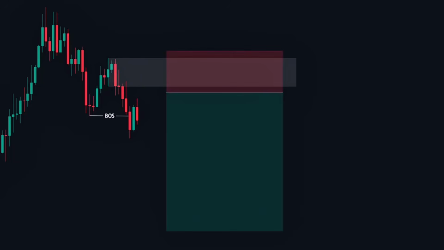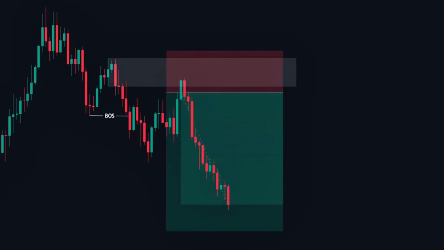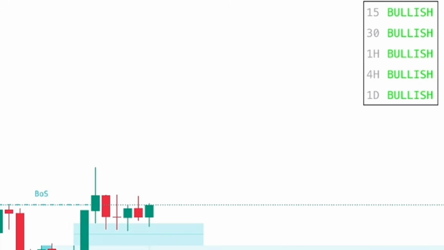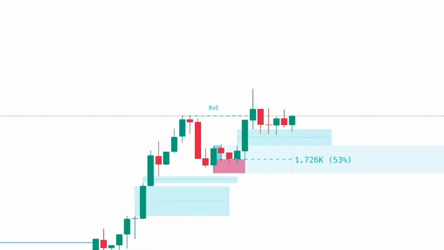Alright, let me show you how I would actually use this indicator in a real setup. Before I even think about taking a trade, the very first thing I'll do is check the multi-timeframe trend table at the top of the chart. If most of the timeframes, like H1, H4, and daily, are pointing bullish, that's my green light to look for buys only. Once I've got that bias, the next thing I'm watching for is structure.